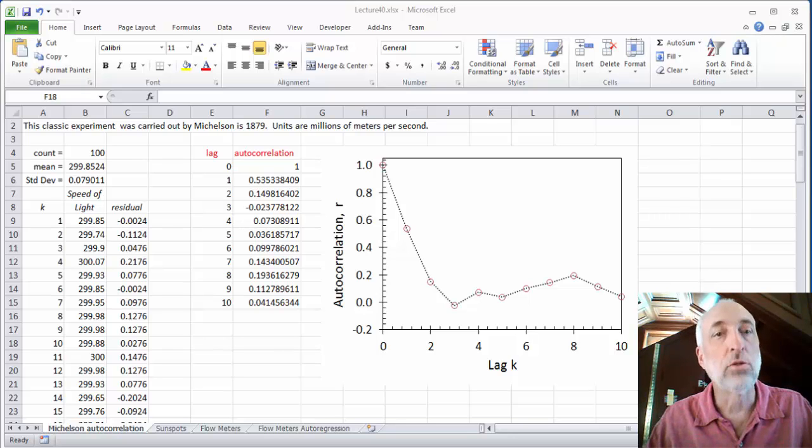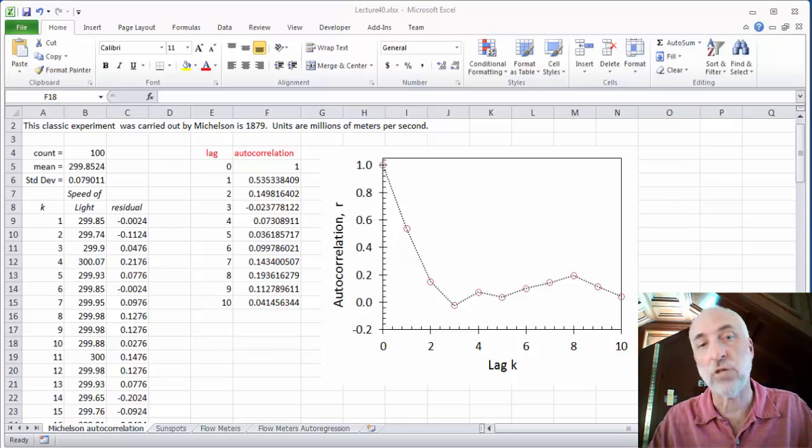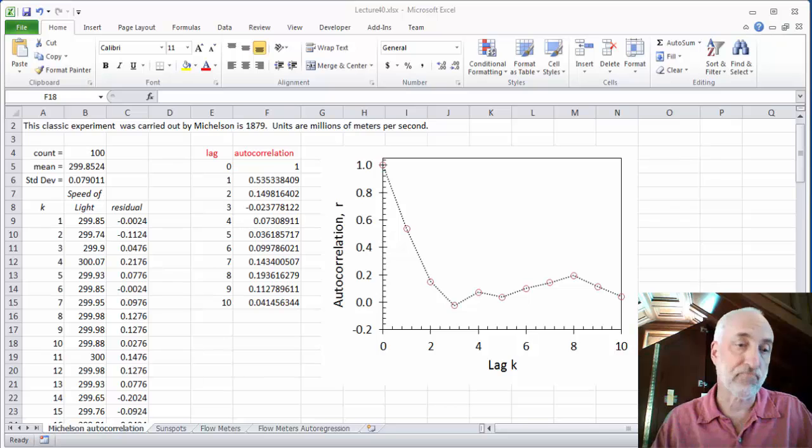In this lecture we're going to be using R and Excel to generate some autocorrelation functions and to perform the Durbin Watson test for autocorrelation of our residuals, and finally to do some remediation to apply an AR1 model to our linear regression. Let's begin with the autocorrelation function.